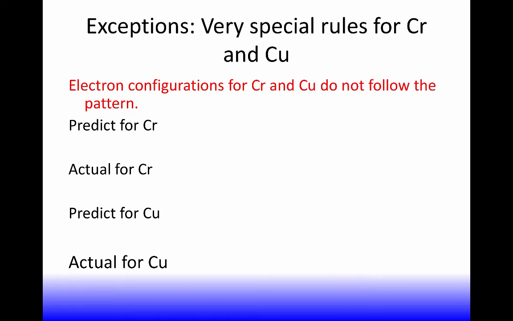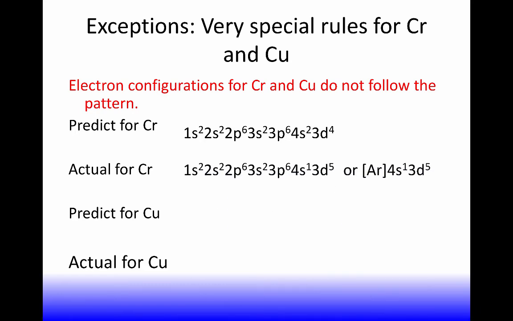Now, exceptions. Just when you think everything is following a normal pattern and you know what's going on, this is what we would predict for chromium. Chromium is a transition metal, right? So you count, it's the fourth element into the D block in the fourth period, but because it's a D, it's one less than the period number. So 3d, fourth element in, 3d4, everything looks great. That's not what it actually is.